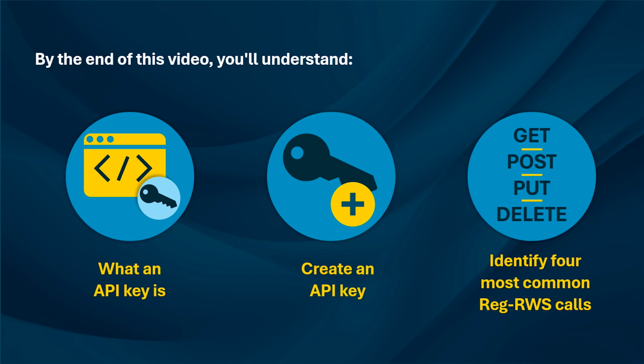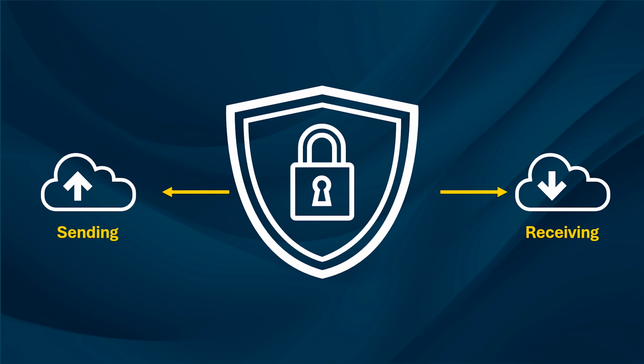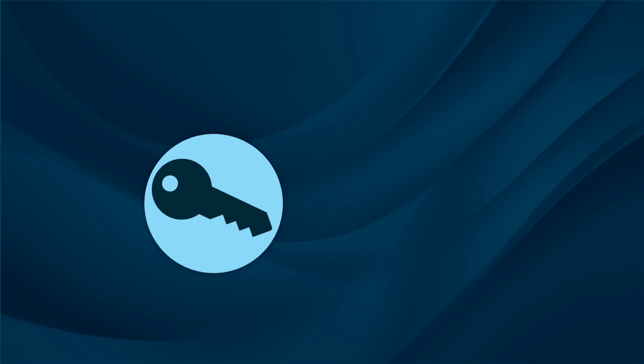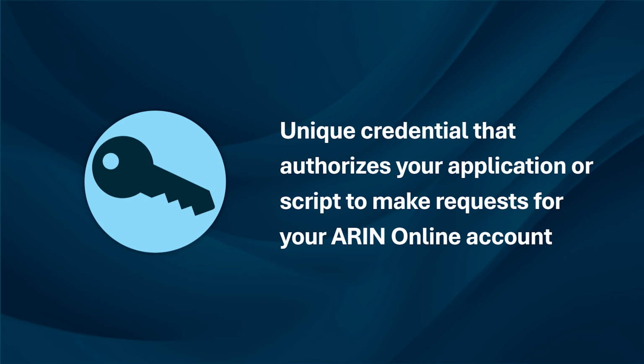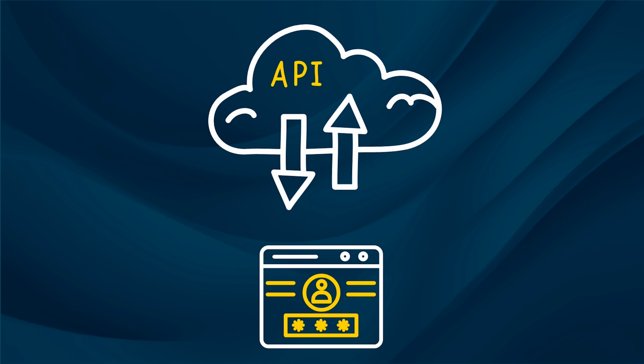Let's get started. To protect the security of the information you are sending and receiving via Reg-RWS, you'll need an API key. An API key is a unique credential that authorizes your application or script to make requests on behalf of your ARIN Online account. Think of your API key as an extension of your account credentials.